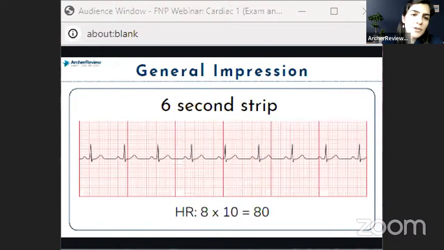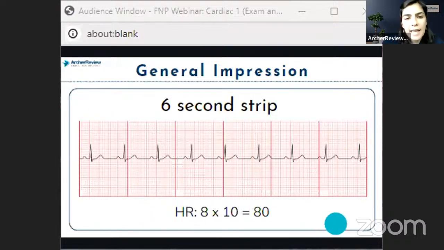So you always want to make sure that you have at least a 6-second strip. It's not really labeled here on the slide, but on a 12 lead, you're going to see some darker lines every 3 seconds. So you just want to make sure you at least have two 3-second dark lines. So that's a 6-second strip.